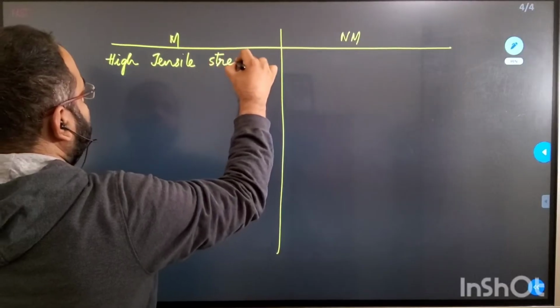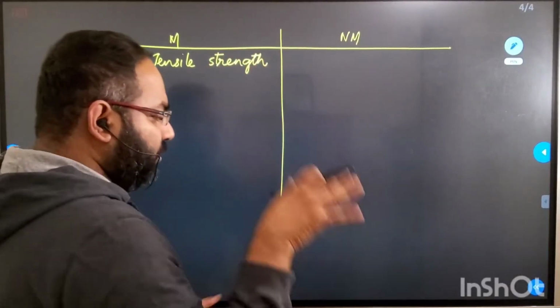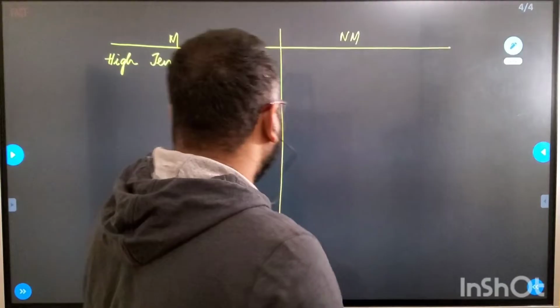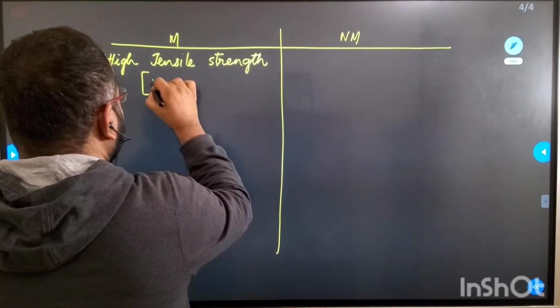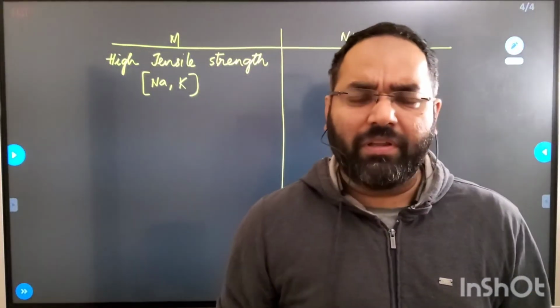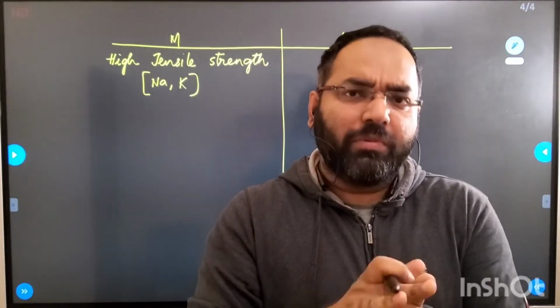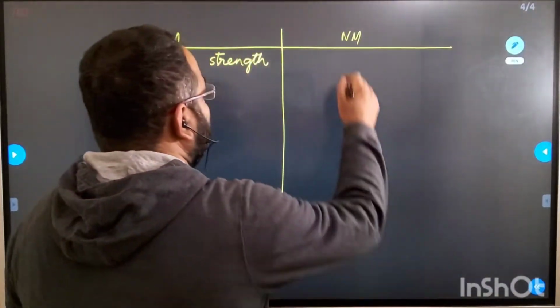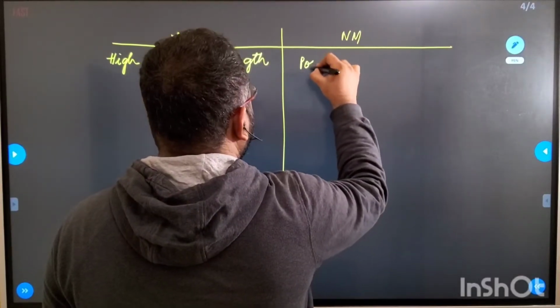Tensile strength is the ability to withstand stress, or when you apply very high pressure, it shouldn't really break. However, there are metals such as sodium, potassium, etc. that are quite soft, that are not very firm. So if you try to apply too much pressure, it can just break. Whereas non-metals generally have poor tensile strength.